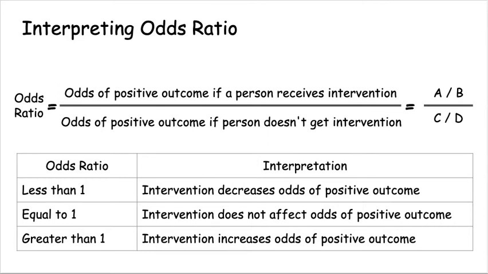An odds ratio greater than 1 means the odds of having a positive outcome are greater for people who got the intervention. In other words, the intervention increases a person's odds of having a positive outcome. An odds ratio less than 1 means the intervention decreases the odds of a positive outcome.